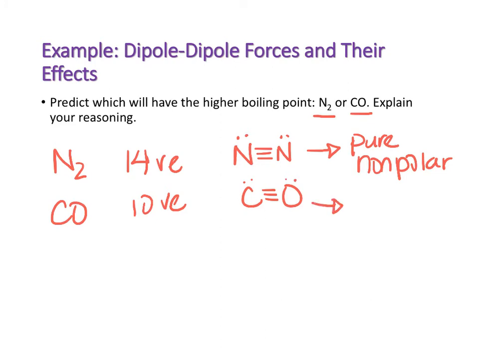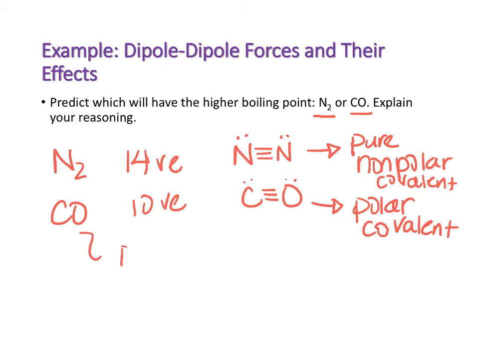Here we have a carbon-oxygen bond. Oxygen is very electronegative, so this is actually a polar covalent. So this is pure nonpolar covalent. And then this one is just polar covalent. Now, because of this, this tells us that CO will have dipole-dipole, so I'm just summarizing DD, versus N2 will only have LDF.